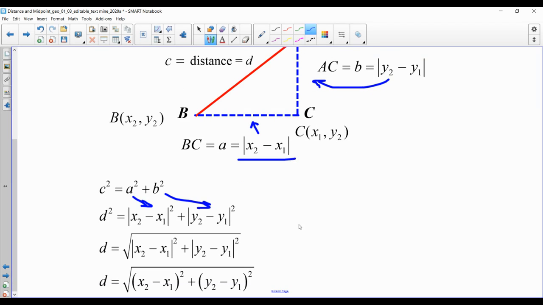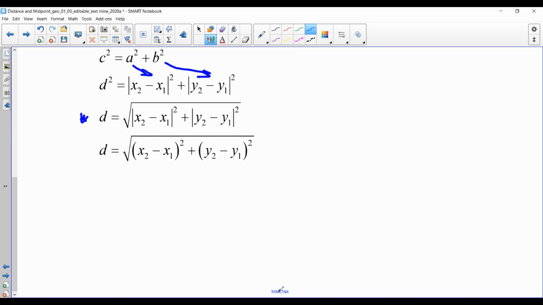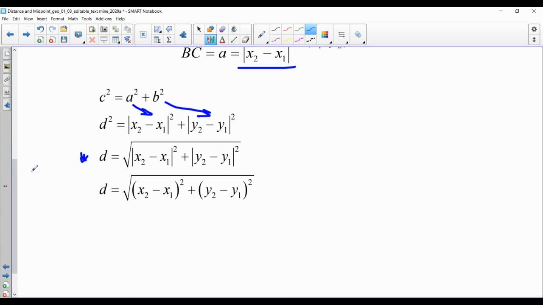But I want the distance. So in order to get d by itself, I take the square root of both sides. Taking the square root of anything squared just gives me d. All right, great. I've got d now. Distance is equal to square root. Since I took the square root of the left side, I have to take the square root of the right side. x2 minus x1 squared plus absolute value y2 minus y1 squared.